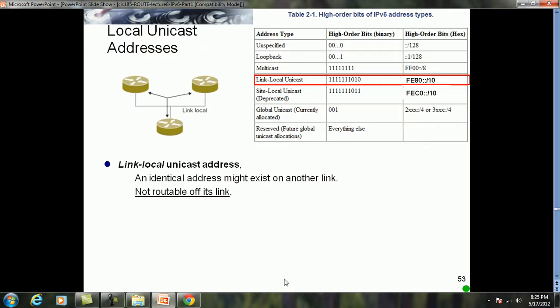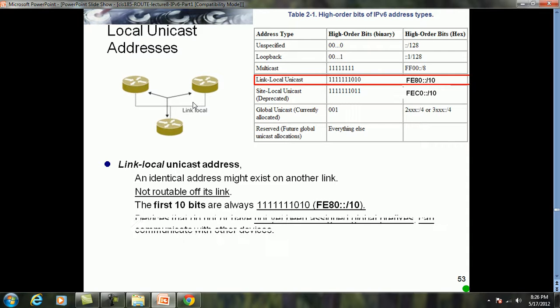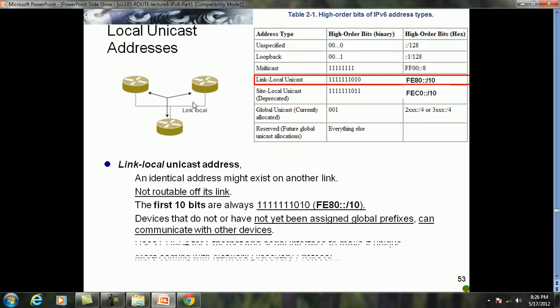Now, link local unicast address: an identical address might exist on another link also. Link local addresses are not routable. But there can exist multiple identical addresses. Why? Because routers and Ethernet interfaces might have the same link local address. The first 10 bits are always FE8. Devices that do not or have not yet been assigned global prefixes can communicate with other devices using link local addresses.